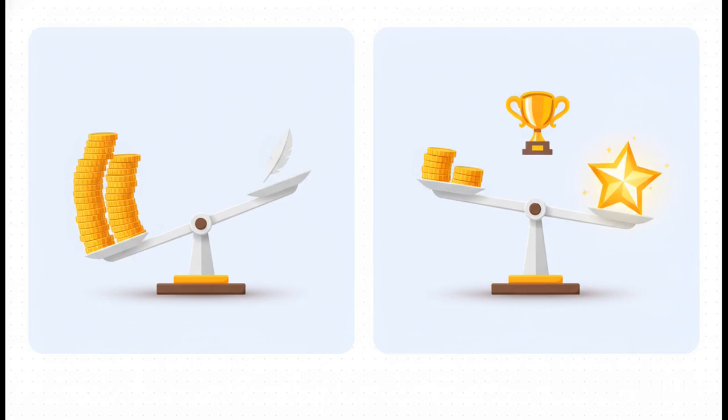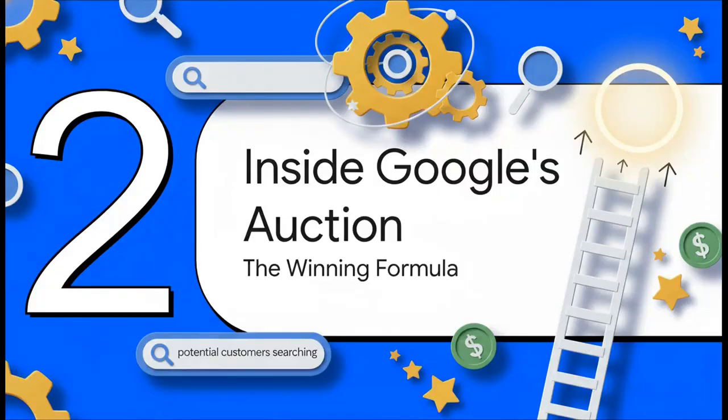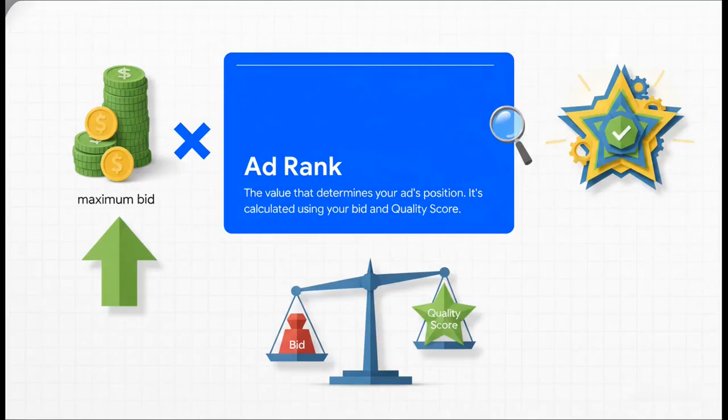In reality, Google's system is built to reward the best ad, not just the one from the richest bidder. The real winner is the ad with the highest ad rank. So what in the world is ad rank? It sounds kind of technical, but the idea behind it is actually pretty simple. Think of it as the secret formula Google uses to score your ad every single time a potential customer hits search. At its heart, ad rank boils down to two main things. You've got your maximum bid. That's the most you're willing to pay for one click. And that gets multiplied by something called your quality score. And let me tell you, that second part, your quality score, that's the real game changer here.